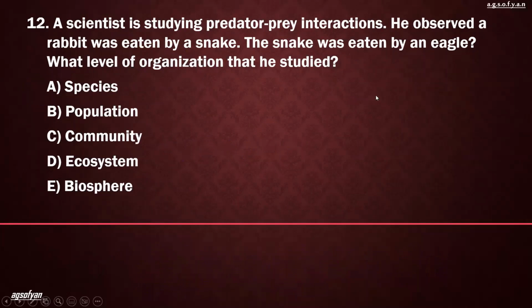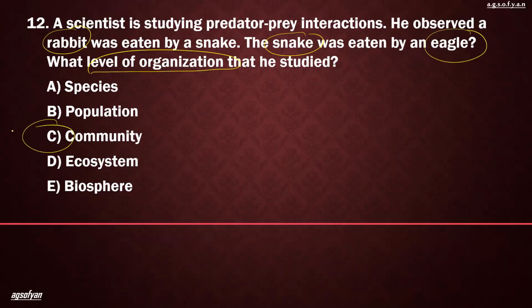A scientist is studying predator-prey interaction. He observed a rabbit eaten by a snake, and the snake eaten by an eagle. What is the level of organization? Rabbit is alive, snake is alive, eagle is a live organism. So all of them are in a community because they are different species. Community. You get this one, Skylar?